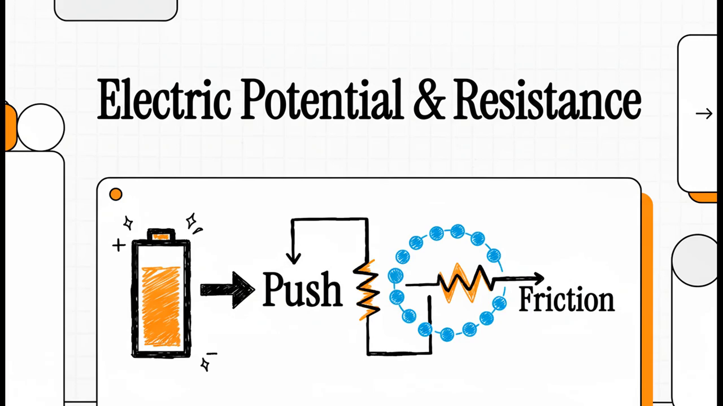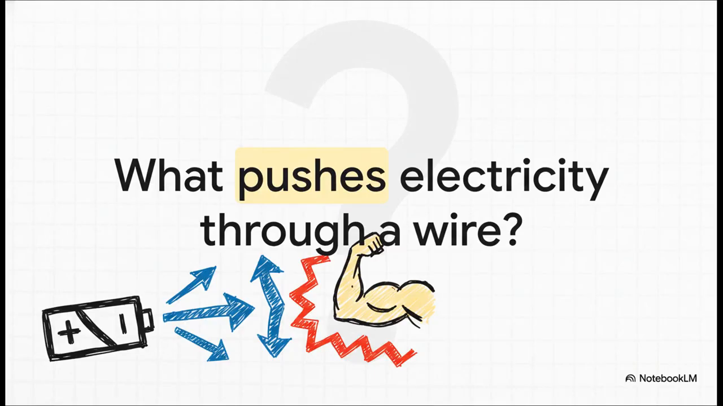Welcome to The Explainer. Today we're going to tackle two of the most fundamental ideas in all of electronics: the push that gets electricity moving and the pull or friction that keeps it under control. Okay, so let's just jump right in with the biggest question of all. We know electricity flows through wires to power our lives, but why? What is the actual force that makes all those electrons get up and go in the first place?